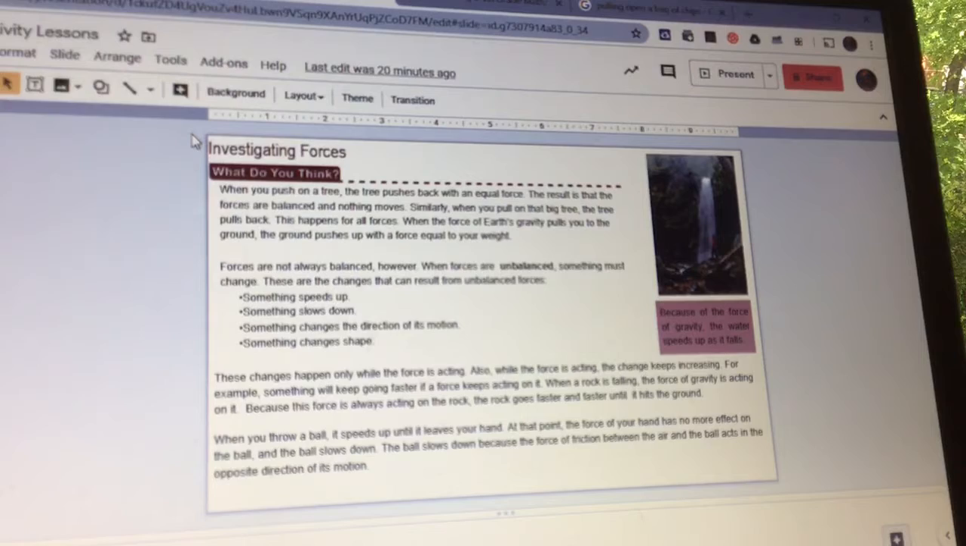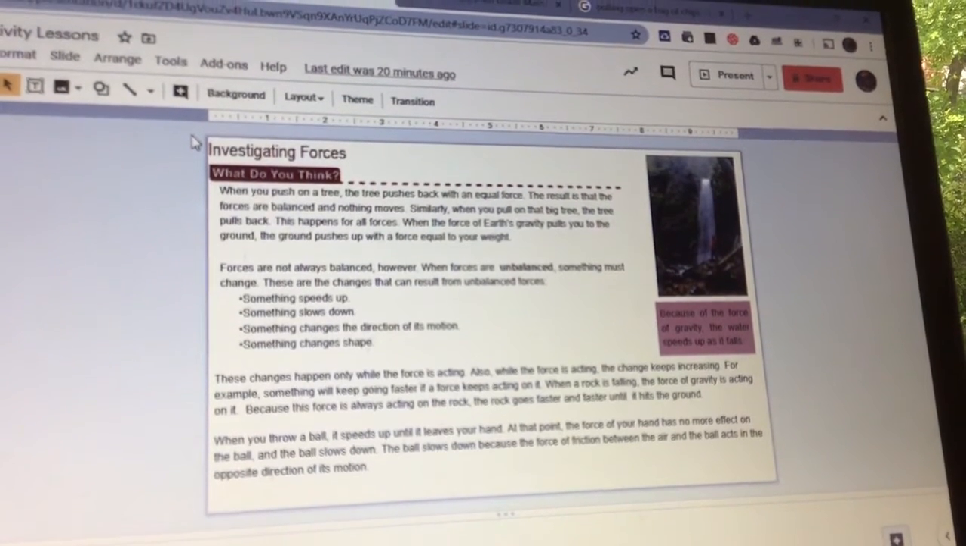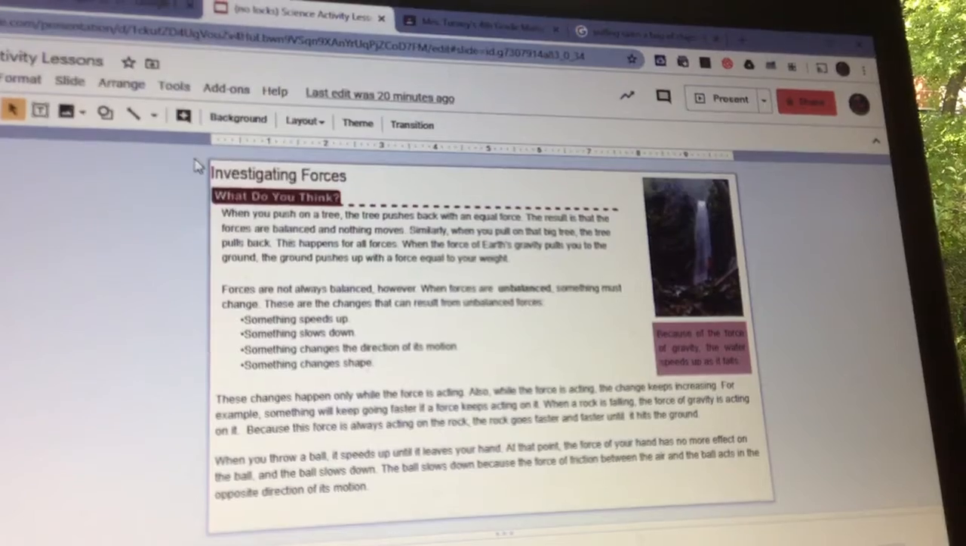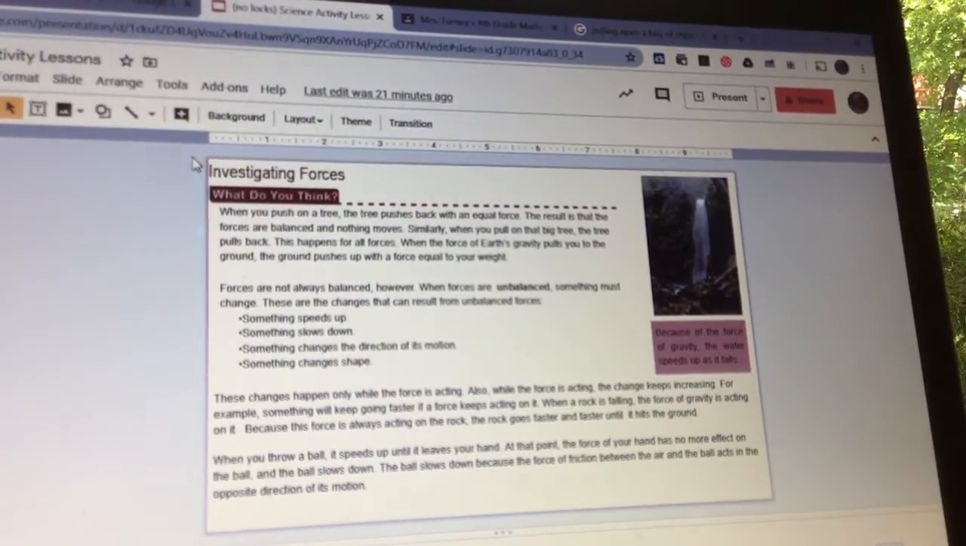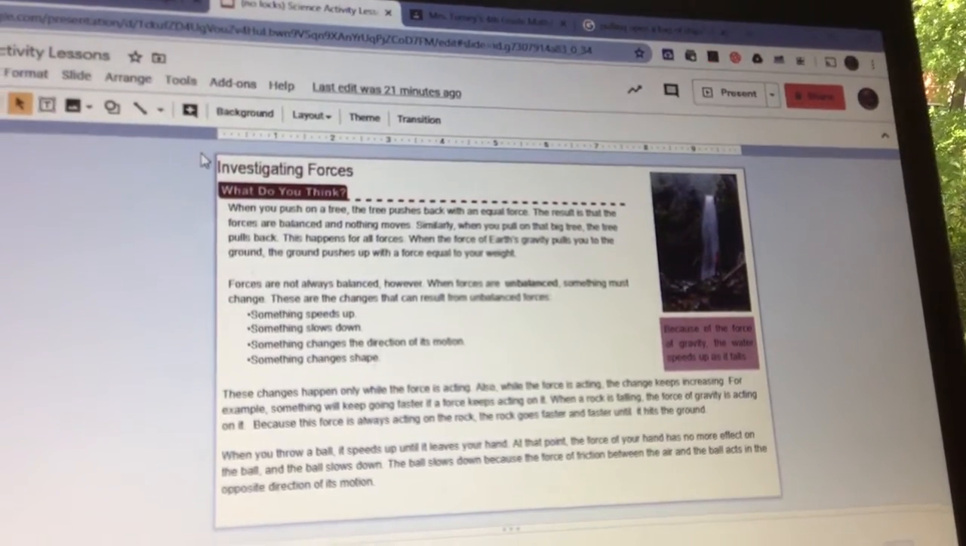These changes happen only when the force is acting. Also, while the force is acting, the change keeps increasing. For example, something will keep going faster if a force keeps acting on it. When a rock is falling, the force of gravity is always acting on that rock. The rock goes faster and faster until it hits the ground.